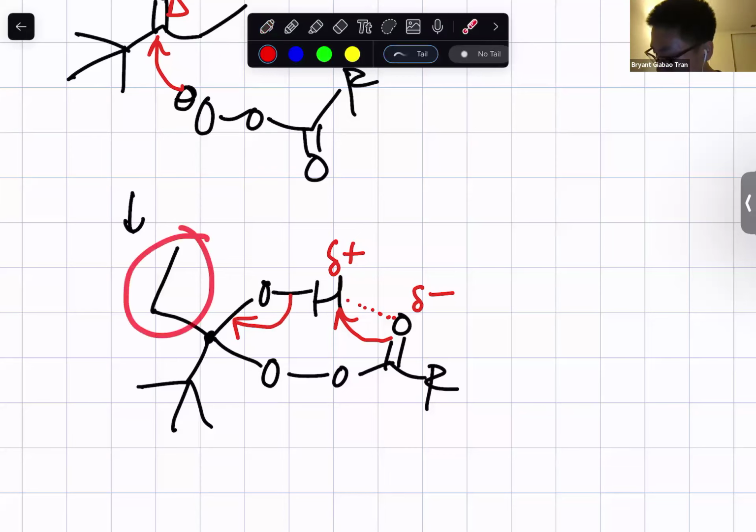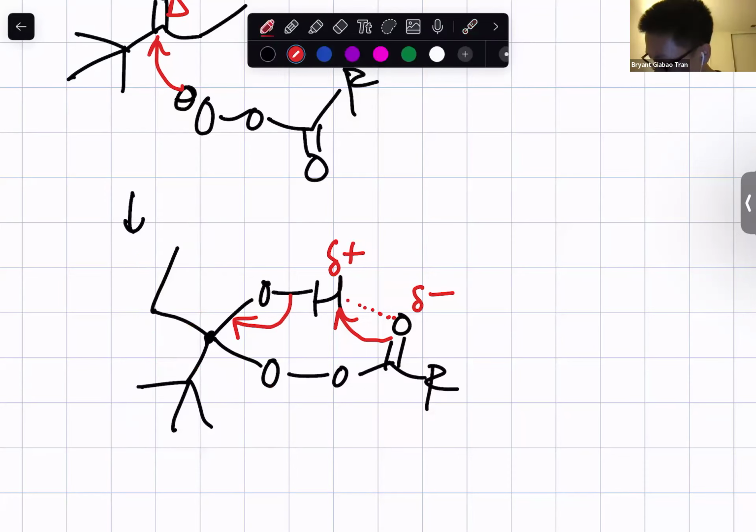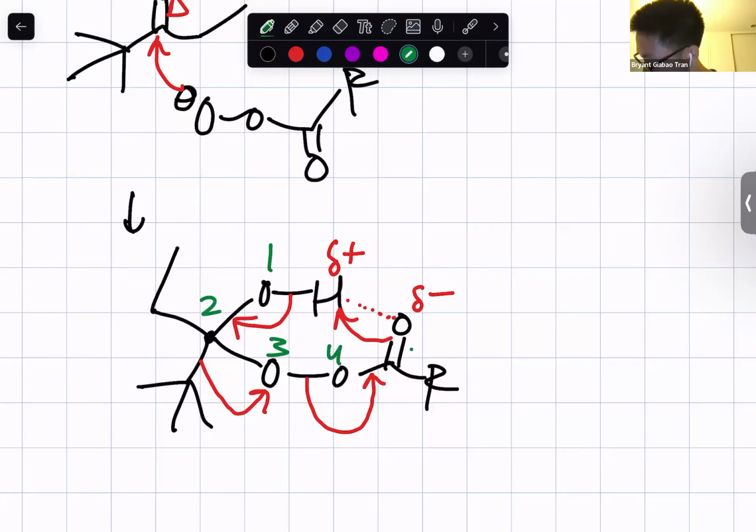We have to choose which R group migrates to this oxygen here. We said the tertiary one wins. So this bond between the carbon and the tertiary carbon migrates to that oxygen there. This bond between oxygen and hydrogen, oxygen makes a double bond right there. Right. So to keep track of everything, I'm just going to number it like this: 1, 2, 3, 4, 5, 6. And the group that migrates is this 7th carbon there.